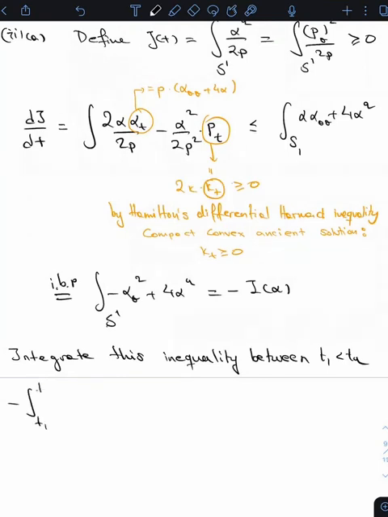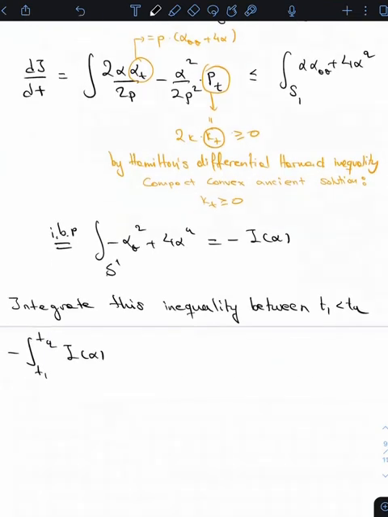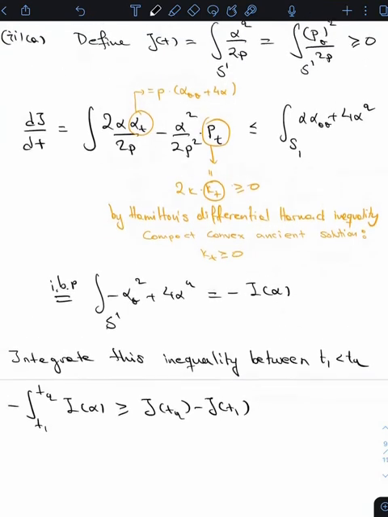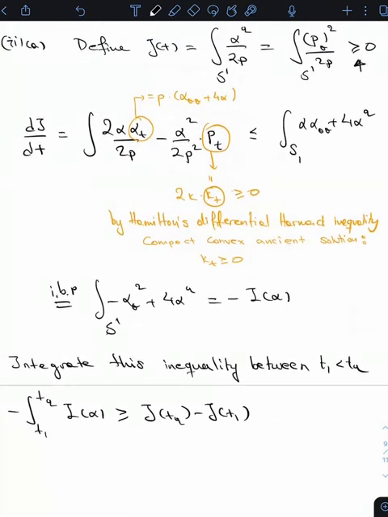Minus the integral from T1 up to T2 of I alpha is bigger or equal than J(T2) minus J(T1). Remember, we've seen that J is bigger or equal than 0, so this is bigger or equal than minus J(T1). I'm going to write this again: the integral from T1 up to T2 of I alpha is less or equal than J(T1).